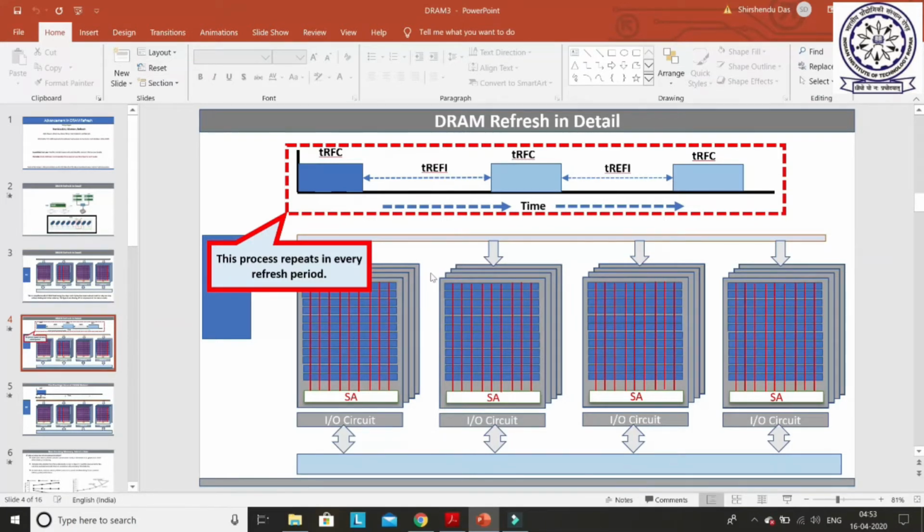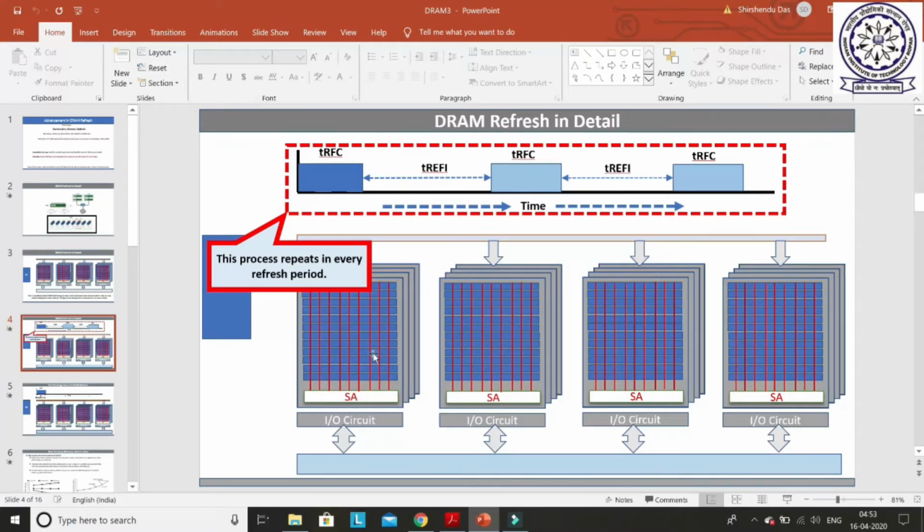But what is the temperature? There are many components here, right? In a rank, there are many chips, and there are many banks. So when they are saying temperature, what is the temperature? These chips are independent units, so it may be possible the temperature of this chip and the temperature of this chip are not the same. They may be different.